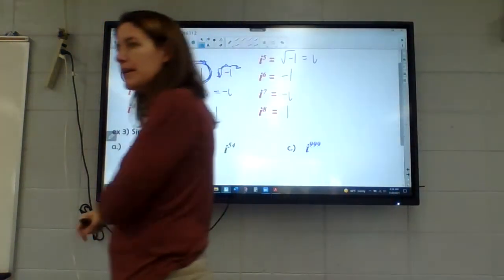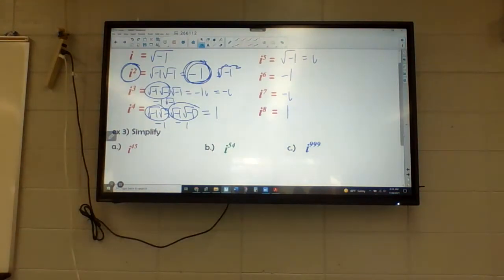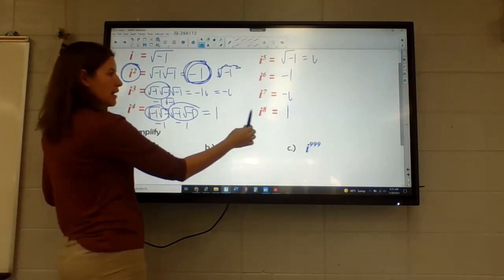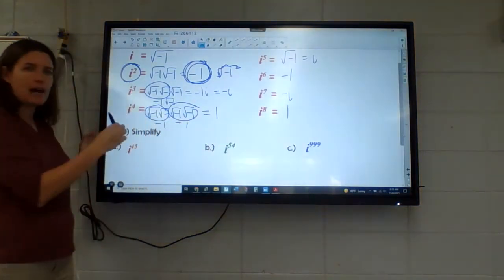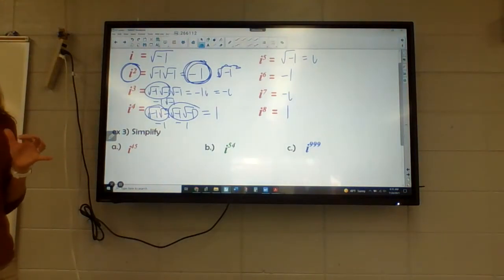So when we have a repeating pattern like that, it's a pattern of 4, because it's the same 4 things over and over again. What we do with this is we try to figure out where in the pattern we would end up. So what I mean by that is I would say i to the 8th would be the same as i to the 4th because it's a multiple of 4.